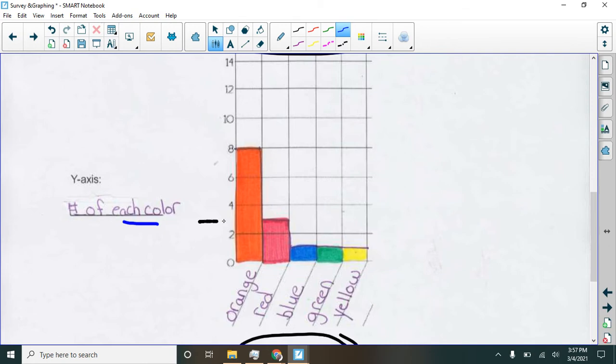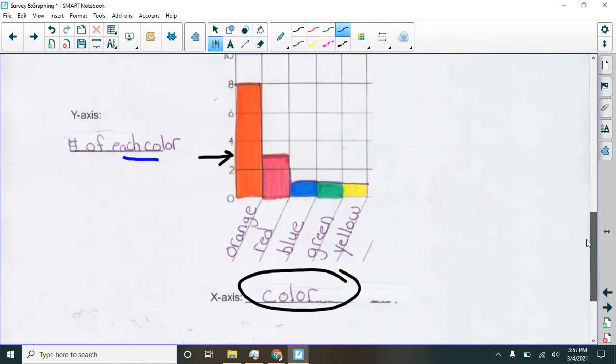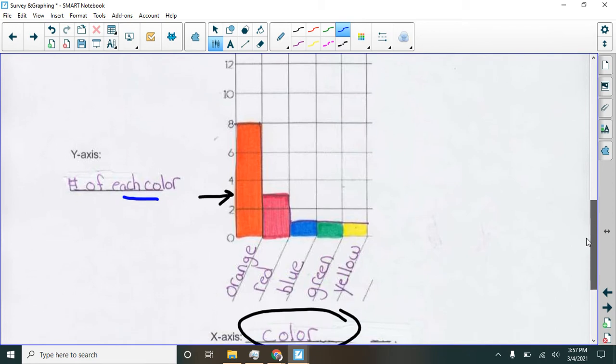Yeah, because that has got to be 3. Okay, remember we had 3 up here. So 3 reds had to be recorded as 3 reds. All right, so this is one way to describe our data.